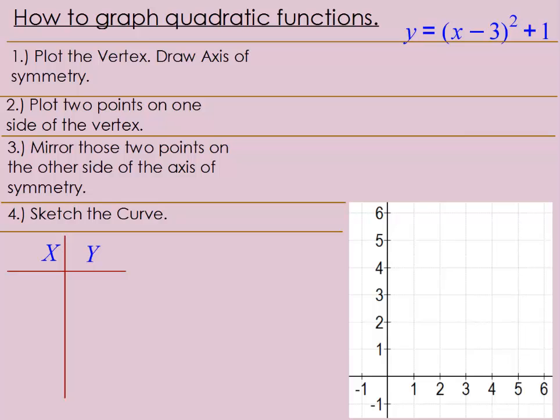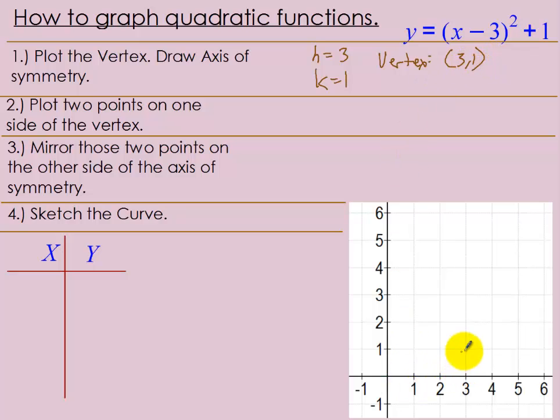So how do you graph a quadratic function? Because that's the whole point of this unit. So I wrote down the steps. The first thing is you want to plot the vertex and then draw the axis of symmetry. So I'm looking at my graph right here. I want to graph the equation y equals x minus 3 squared plus 1. I know my h value is going to be positive 3 and my k value is positive 1. So my vertex is at the point 3, 1.